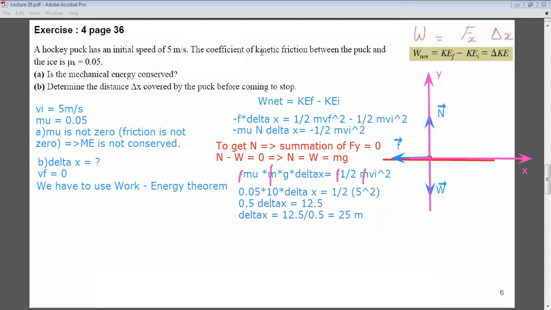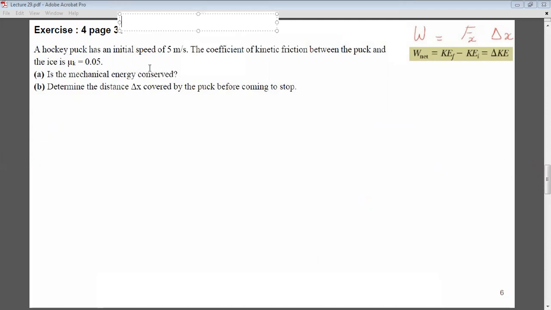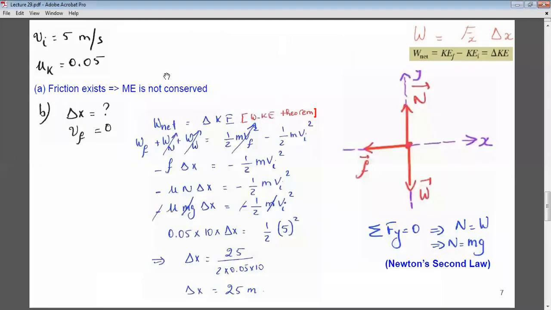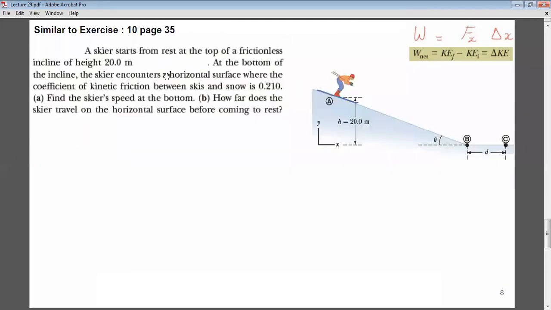Let's do a similar exercise. Okay, so this is the solution. So this is an exercise similar to the one on page 35, number 10, because in the booklet, it's not written properly. So I found a similar exercise. So a skier starts from rest. So what do I know? It starts from rest.